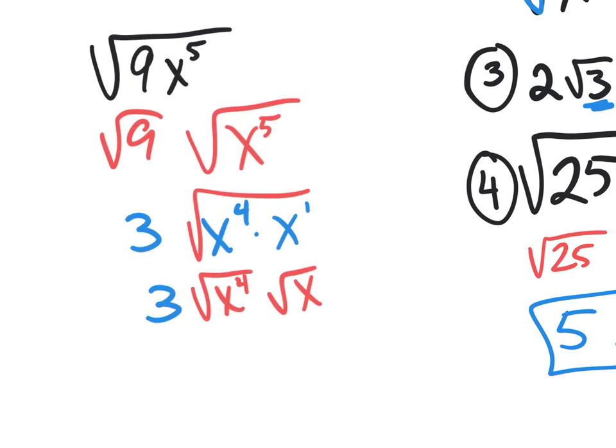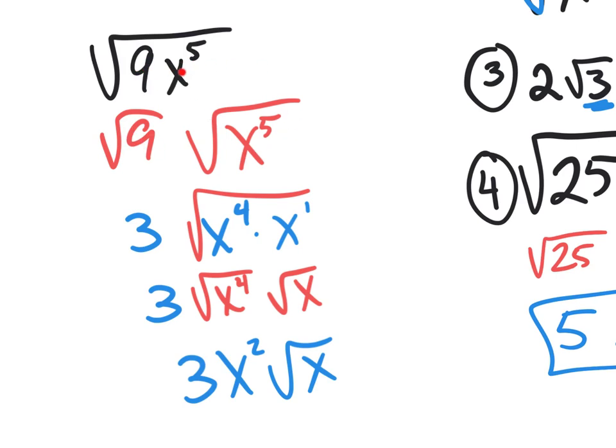Again, the square root of x to the 4th, what's that? x squared, no more square root. Bring down the 3, you have the square root of x at the end. So whenever you have a square root with a number and variables, please split that square root to each of the terms.